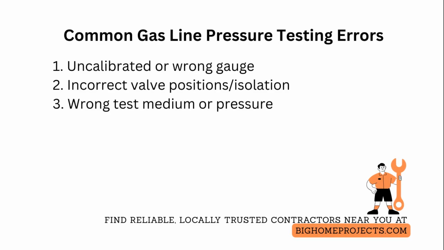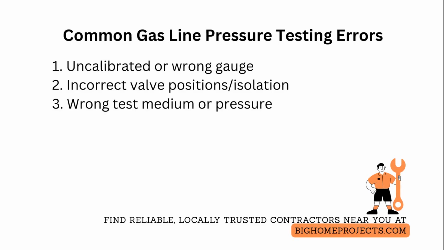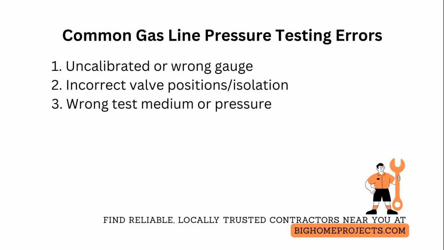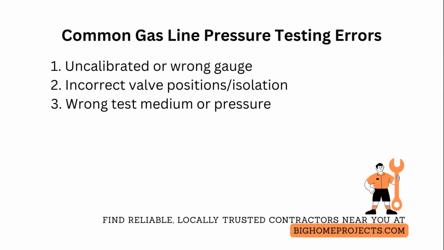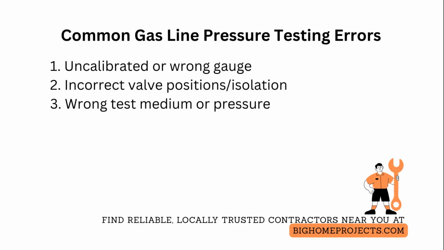One of the other frequent issues is incorrect valve positions or failure to isolate the test section, leading to false pressure loss. The fix is to follow the code pattern. Close downstream appliance shutoff valves. Open test cocks for venting, and cap service openings before pressurizing.